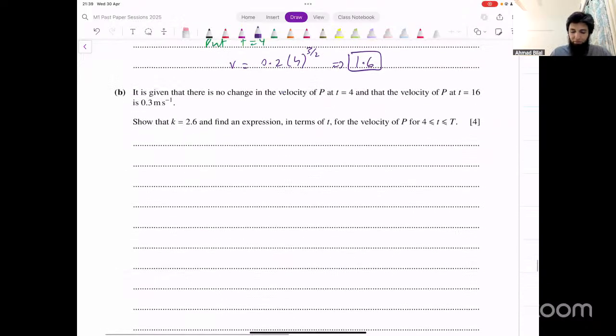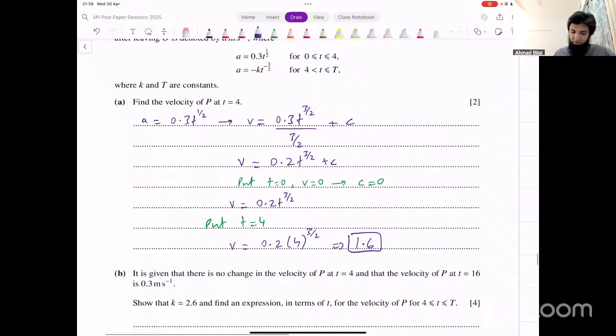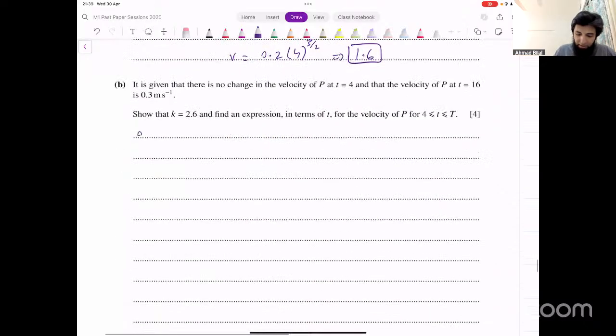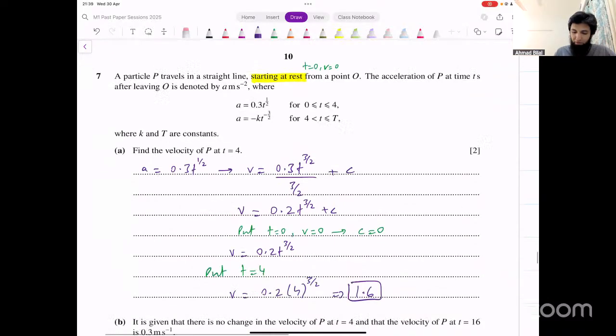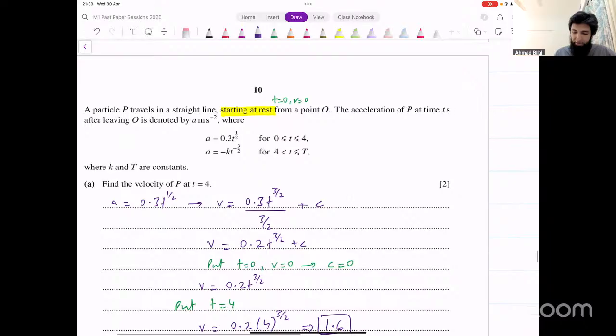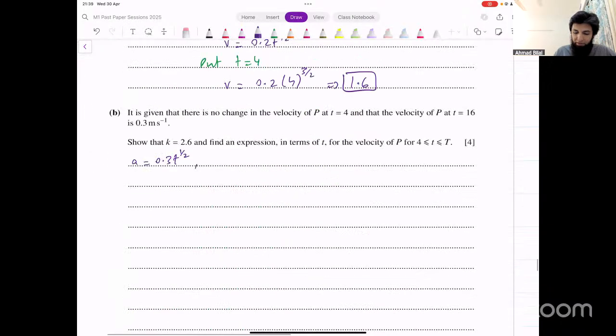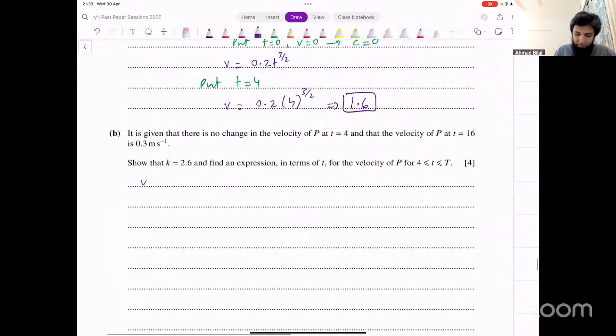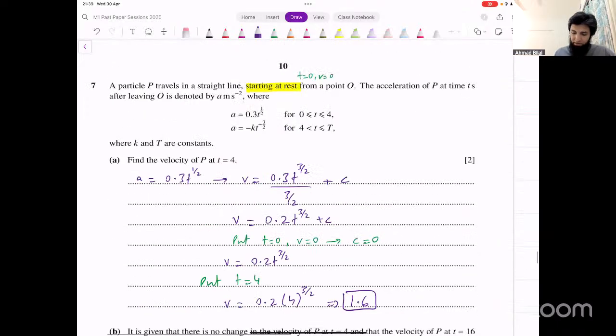Now, a is equal to 0.3 t raised to power 1 over 2. That's one function, and the value for t is between 0 and 4. In fact, we found the velocity function already. Let's just use that. V equals 0.2 t raised to power 3 over 2. This was valid for time between 0 and 4.